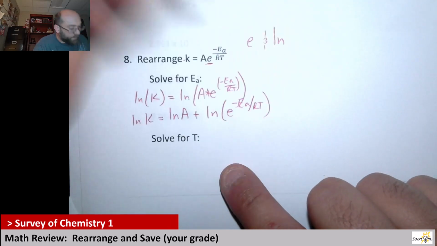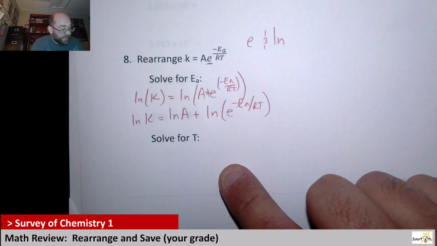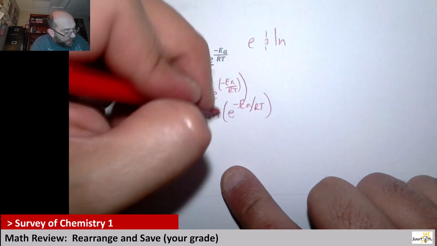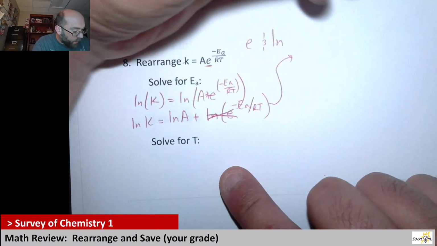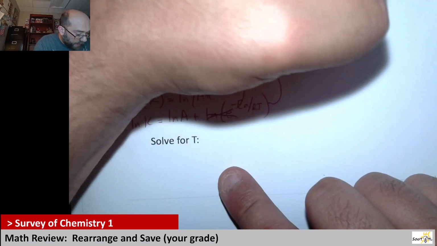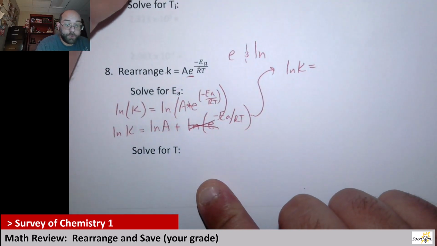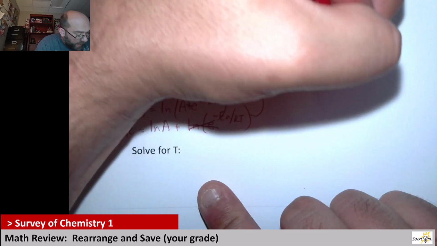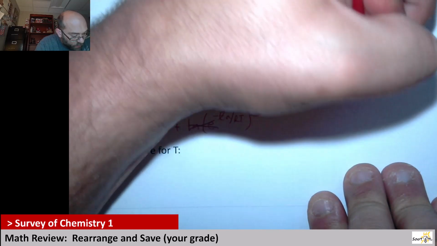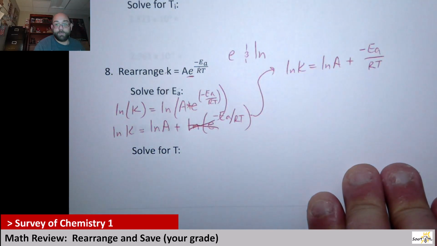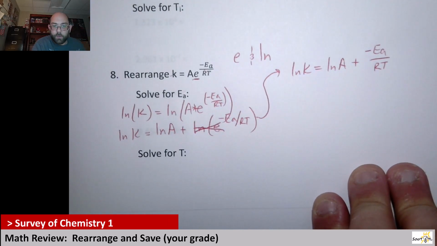over RT. Okay? Now, in this case, natural log and E are opposites. They cancel each other out. So this turns into natural log of K is going to be equal to the natural log of A plus negative EA over RT, like so. All right, now what are we solving for? EA.